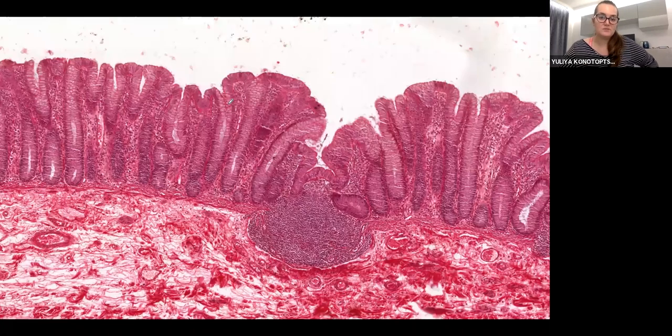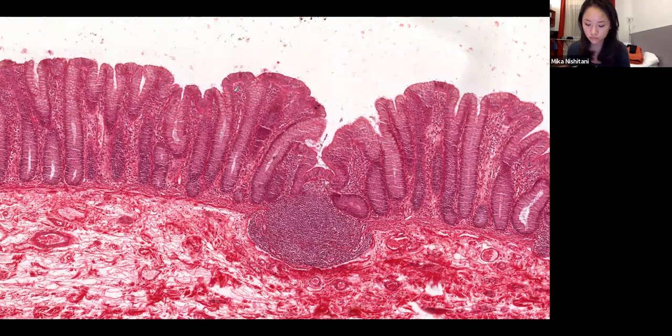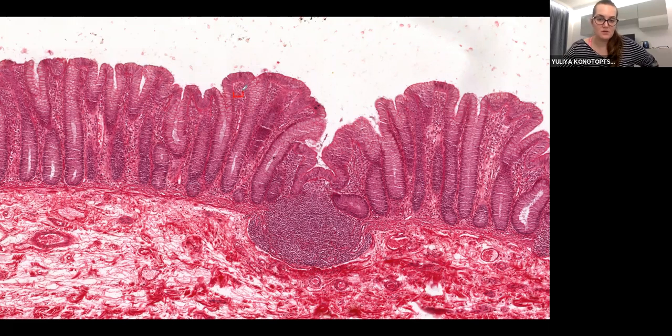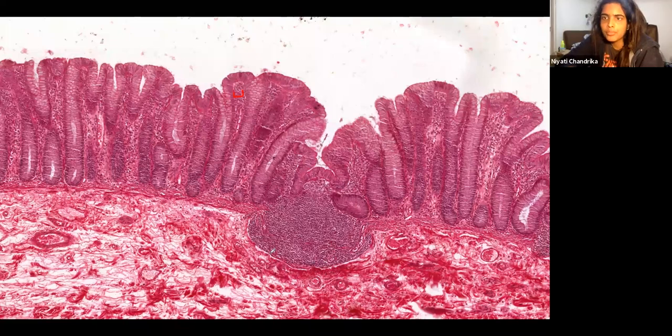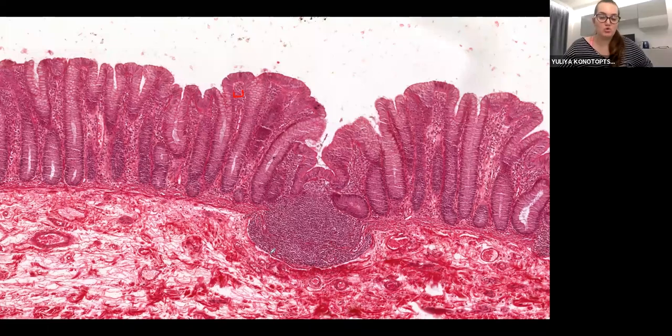So what is this? Epithelium. Very good. And what is this? Lamina propria. Another name? Gut, because we're in the GI. Another name? Diffuse lymphatic tissue. And here you can see a bunch of lymphocytes together. How do we call it? Lymphatic nodule. Very good. We call it lymphatic nodule.